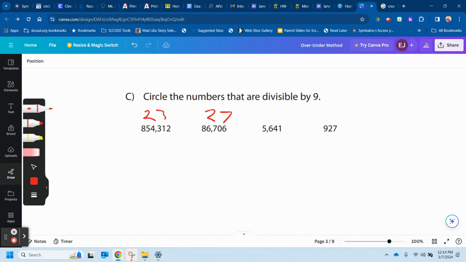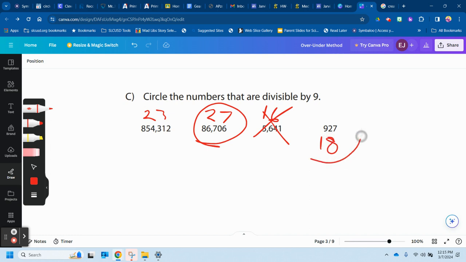All right. The next one, 5 plus 6 plus 8, 4 plus 1 is 16. Is 16 divisible by 9? Nope. But this one is, so you should have circled this one. And what about 9 plus 2 plus 7? That's going to give me 18.